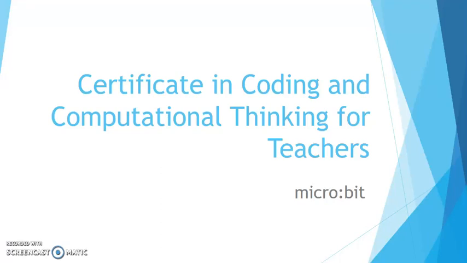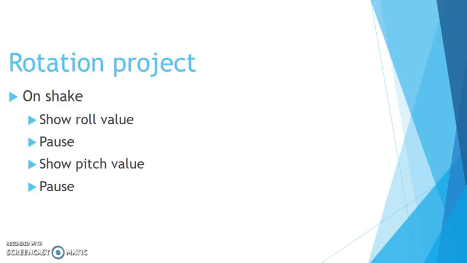In this screencast, we're going to look at some projects which use the additional inputs of rotation, light level, and compass heading. So we'll look at the rotation project first. In this project, we're going to keep it fairly straightforward. On shake, we're going to show the roll value, and then we're going to pause, and then we're going to show the pitch value and pause again.